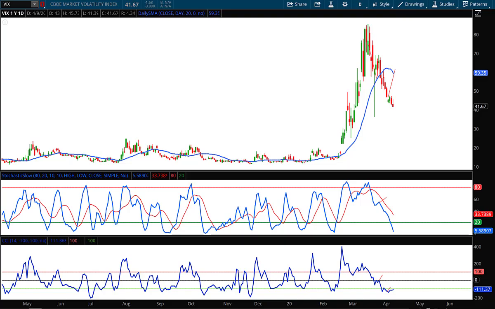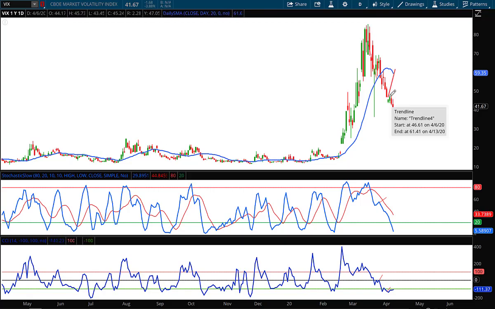I'm AJ Monty. This is the VIX. It's the CBOE Market Volatility Index. And as I've mentioned each and every week, this is a contrarian indicator to the S&P. So in other words, it's inversely related to the S&P. So if we're expecting the VIX to rally, then we're expecting a sell-off in the S&P.